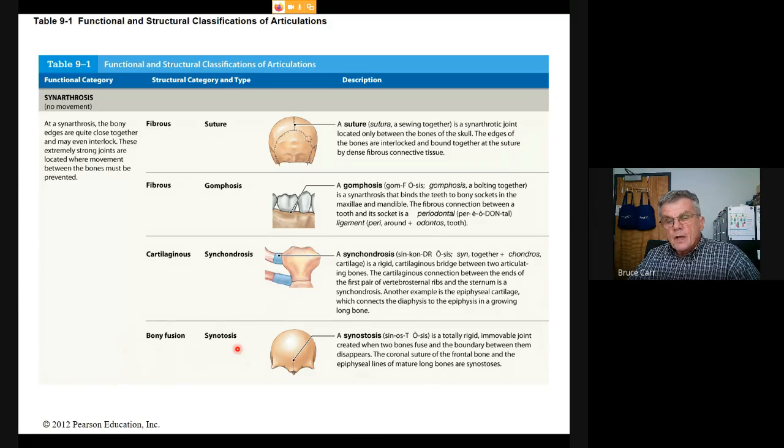Synostosis. A synostosis is a developmental joint. As I said, these bone plates are growing. You know, the head of an infant is about this big, and the skull is this big. It has to grow throughout life.